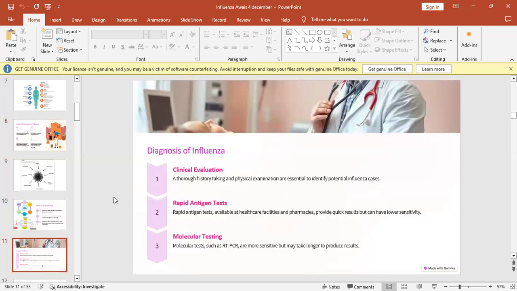The diagnosis of influenza can be made on clinical evaluation, rapid antigen tests, and molecular testing. Clinical evaluation involves thorough history taking and physical examination that are essential to identify potential influenza cases. Rapid antigen tests are available at facilities and pharmacies and provide quick results but can have lower sensitivity. Molecular testing, reverse transcriptase PCR, is more sensitive but may take longer to produce results, and this is the gold standard for diagnosing influenza infection.